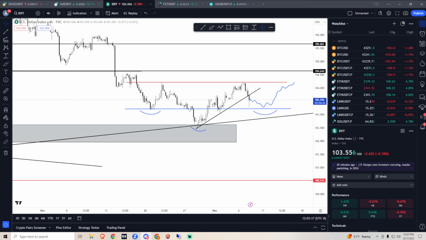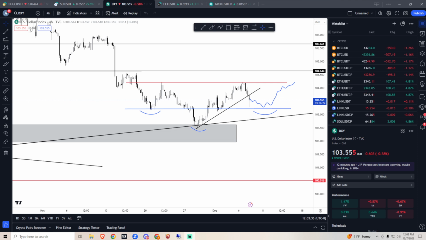So spot plays, and I've been saying this over and over again, spot exposure is a must. Okay, so I hope that you guys are getting some spot exposure because sometimes you will miss the moves when you're sleeping or you're working. So having spot exposure is crucial.